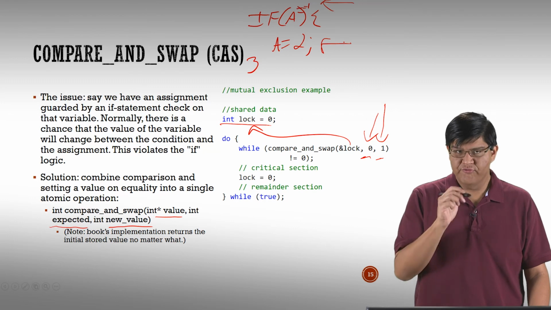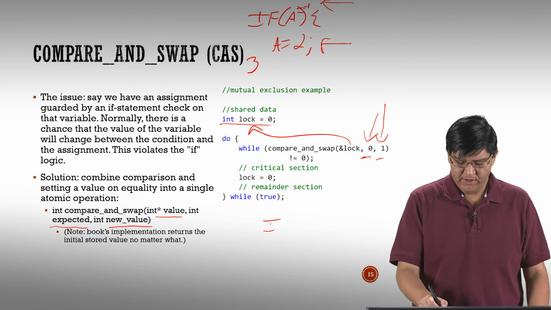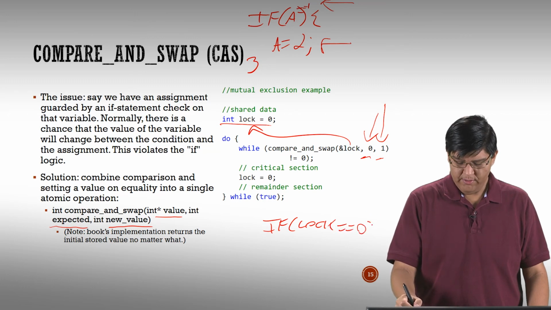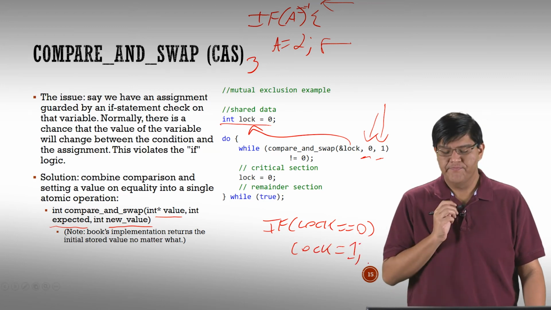And maybe I can actually draw it out a little bit for you guys. So this code looks roughly like lock equal 0, then lock equal 1. It's approximately what it looks like.